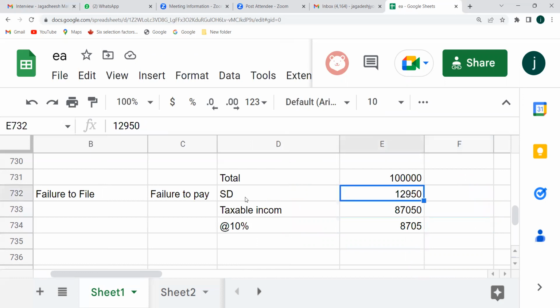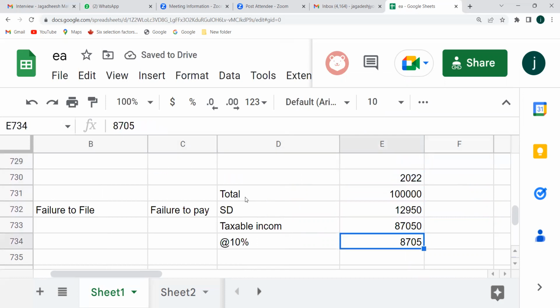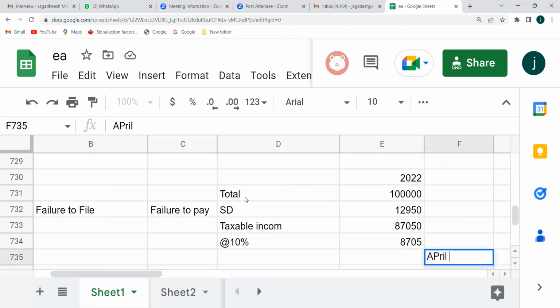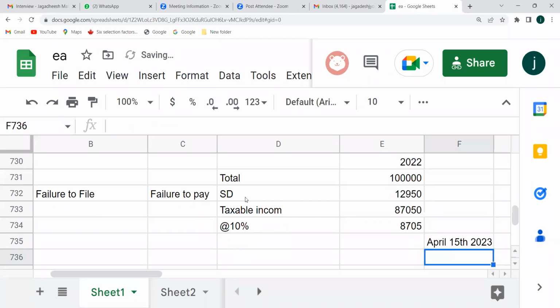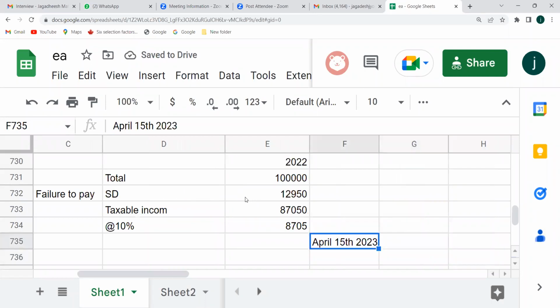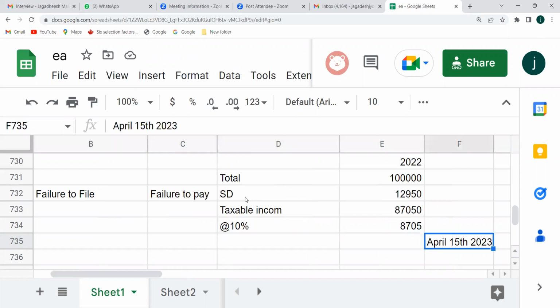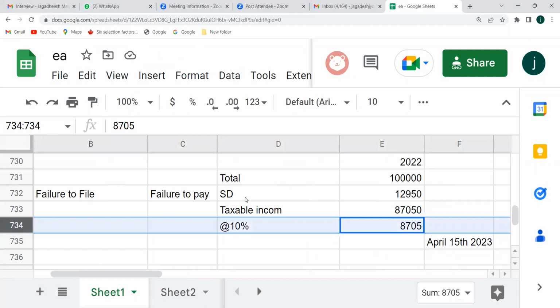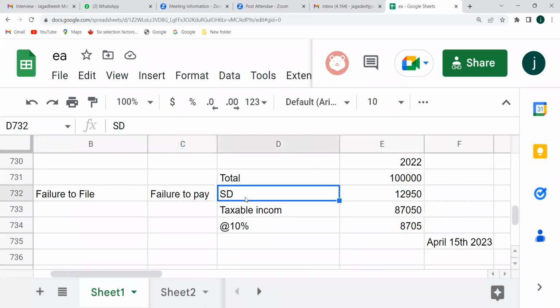So what is the due date? The year we are taking here is 2022. So he needs to pay this tax liability before 15th April 2023. This is the return due date, and this is also the due date for the liabilities which we need to pay. Failure to pay means not paying the liabilities before the due date, 15th April 2023 of the coming year.